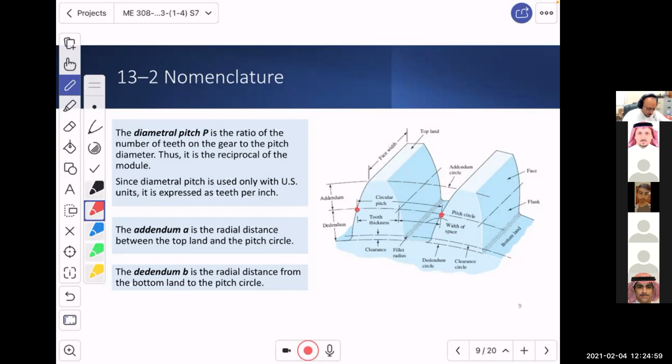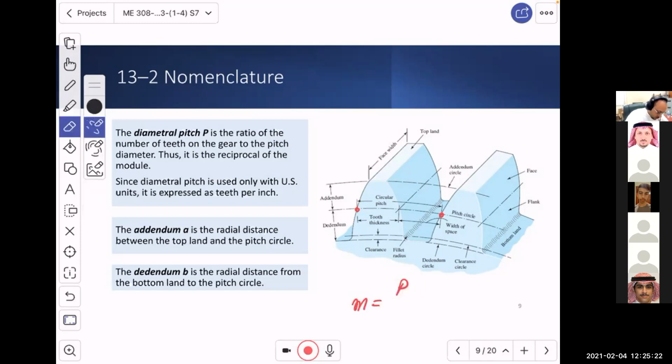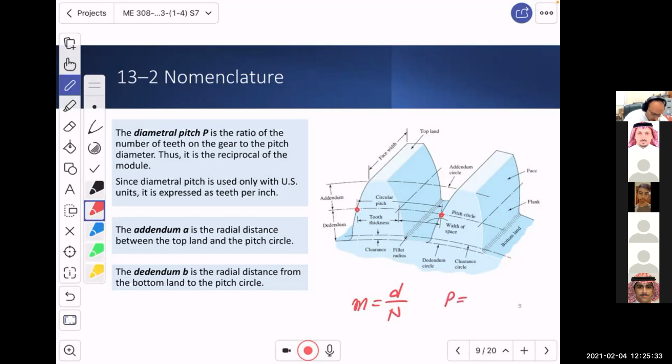Now, the diametral pitch is the ratio of the number of teeth to the pitch diameter, which is the reciprocal of the modulus. We said that the modulus is the pitch diameter over the number of teeth, D over N. We will see that the diametral pitch is equal to N over D, the reciprocal of it.